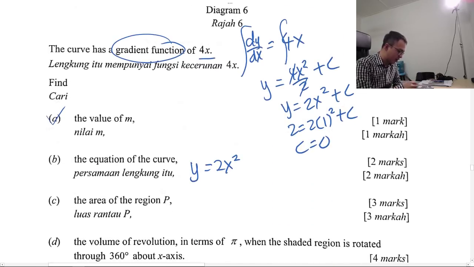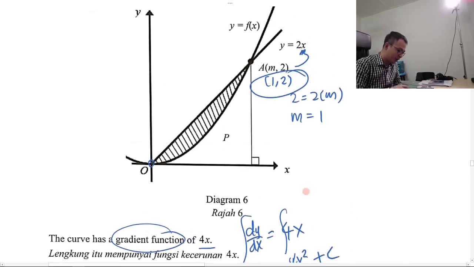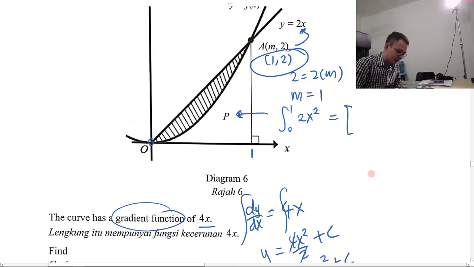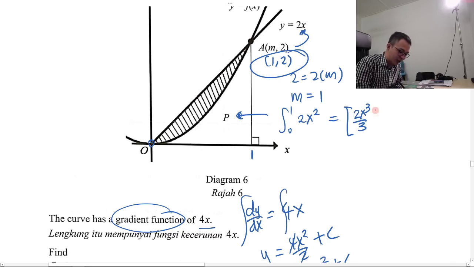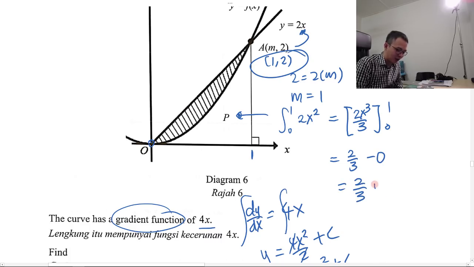Alright, so after I got the equation of the curve ready, the question asked me to find the area of the region P. Since this coordinate is (1, 2), I know this is 1, right? I will just integrate my curve from 0 to 1. My curve is 2x squared, right? So if I integrate this one, I should get 2x cubed over 3, and then substitute to get the area of region P. So substitute 1 into here, I get 2 over 3. Substitute 0, minus 0, so the area is just 2 over 3. Yeah, you can write the unit squared.